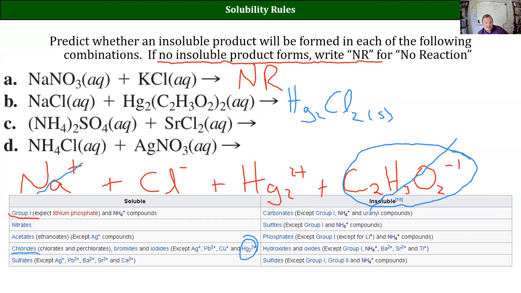You make mercury 2 chloride as a solid, and then you have the rest of it still floating around. You still have sodium ions, and you still have the acetate. But it's aqueous, so it's not turning into a solid. So really, that's the product. The mercury 2 chloride is the product. Everything else is just left over because you didn't make something that turns into a solid.